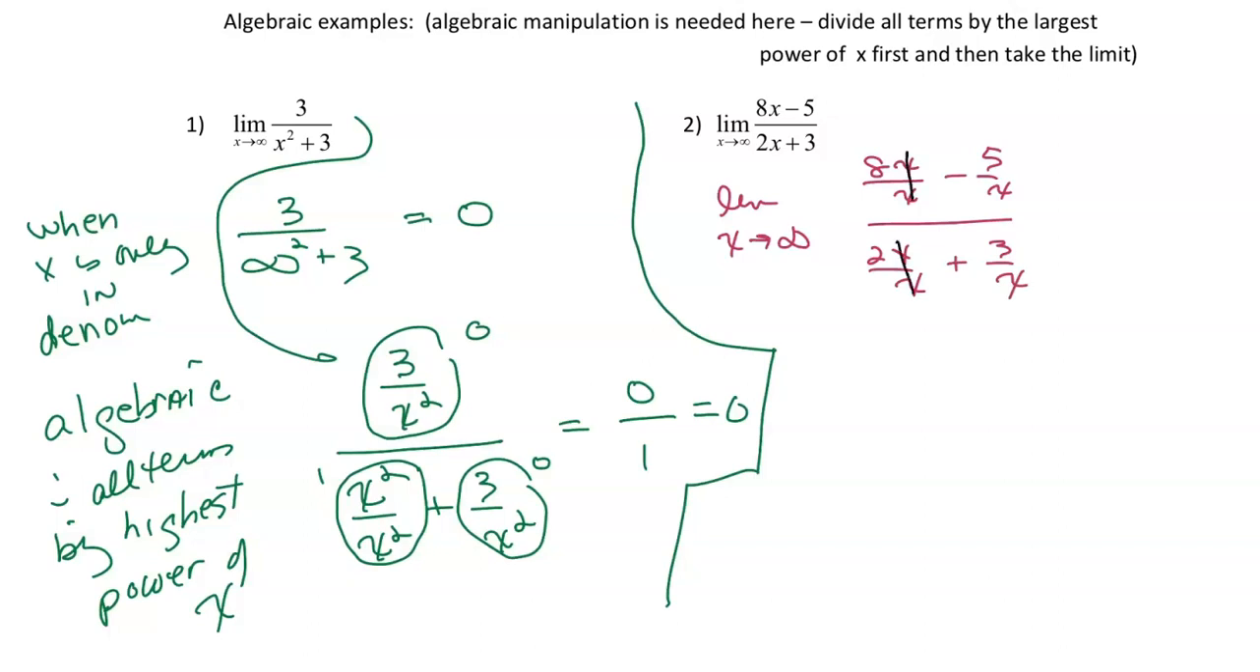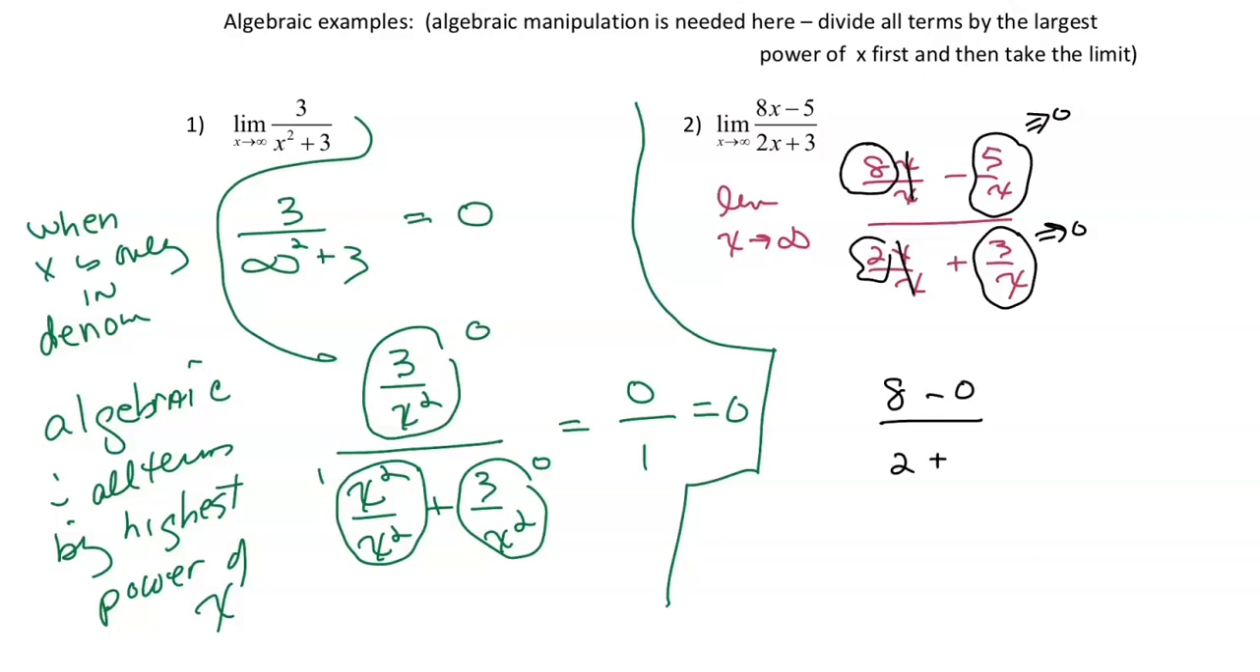Okay, take your limit. Do you agree that this term, 5 over a huge number, is going to be approaching 0? This one will as well. What about these? 8's going to approach 8. 2's going to approach 2. So you get, in the limit, 8 minus 0 in the numerator over 2 plus 0 in the denominator. That's going to equal 8 over 2 or 4. So limits are kind of fun.